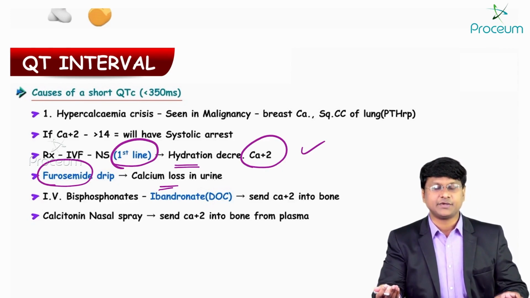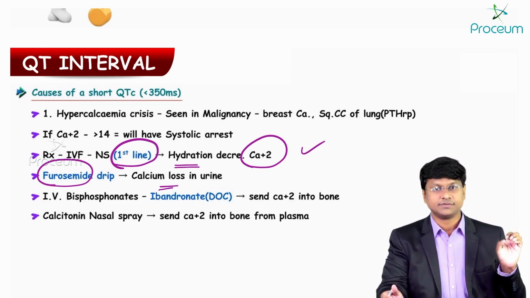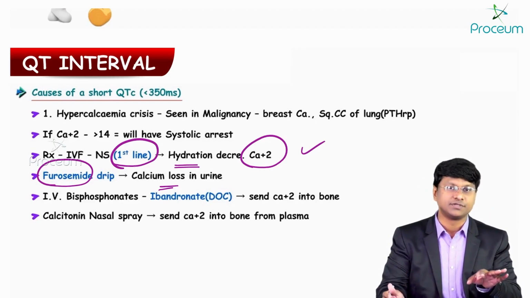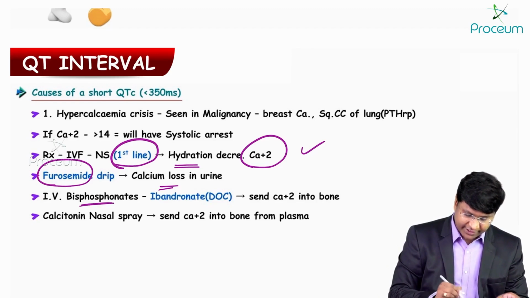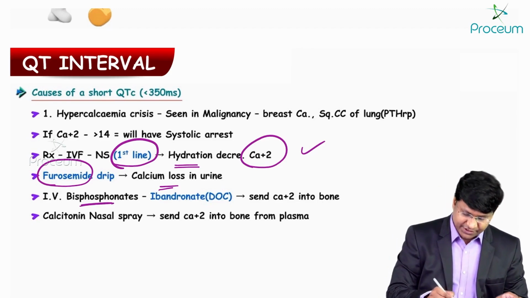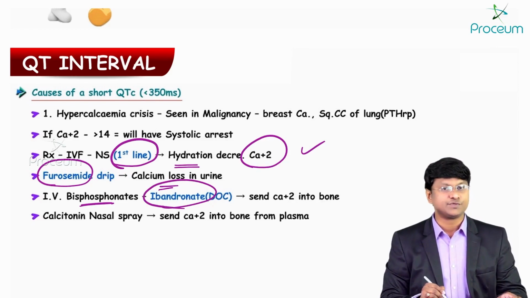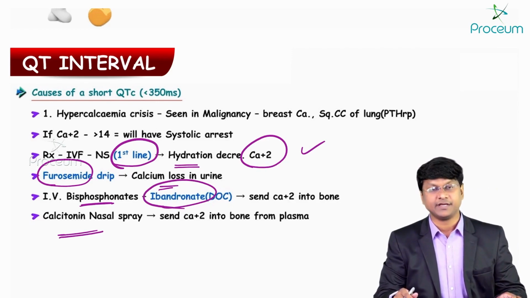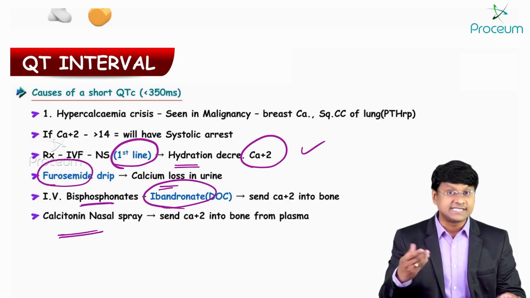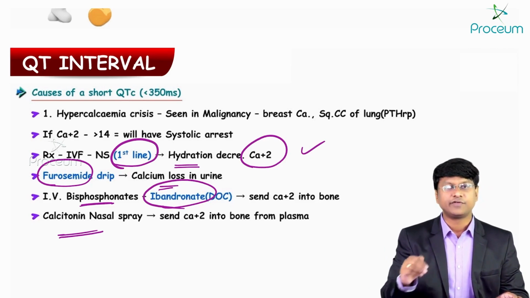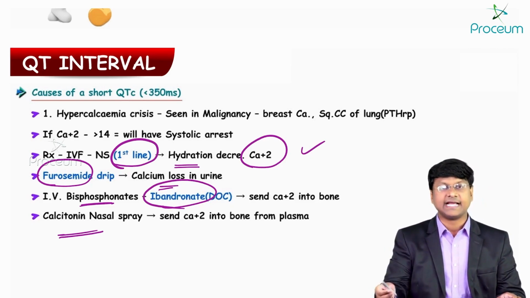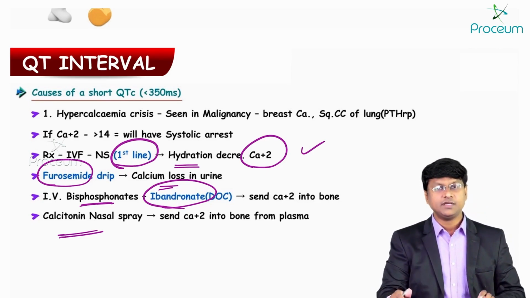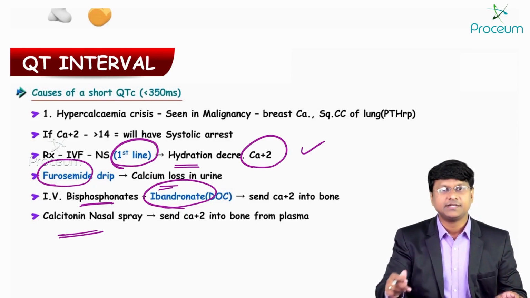And one of the causes for hypercalcemia is hyperparathyroidism. And what will this hyperparathyroidism do? It will cause bone resorption. So, we have a certain group of drugs which will reduce bone resorption, and that is nothing but the bisphosphonates. And within the bisphosphonates, ibandronate is the drug of choice. And the next important drug is calcitonin nasal spray. This calcitonin nasal spray will send the calcium into the bone from the plasma. That is what the calcitonin nasal spray does. So these are all the treatment options for hypercalcemia.